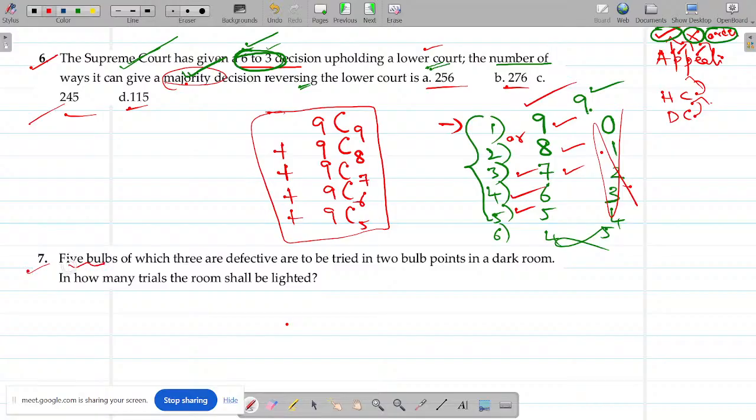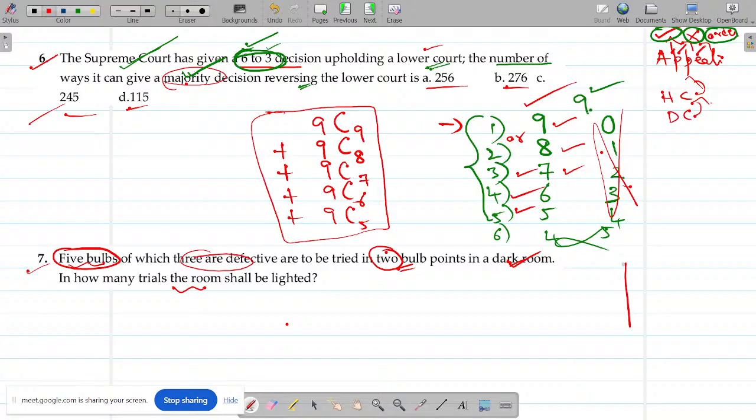5 bulbs, of which 3 are defective, are to be tried in 2 bulb points in a dark room. In how many trials can the room be lighted? It's a beautiful problem. You will get the same problem in probability also. Instead of "in how many trials", it will be given as "what's the probability of lighting the room". Yes, try to understand the problem. How many bulbs do you have in your hand? 5. How many bulb points are there? 2. It's a dark room, which means it's already dark.